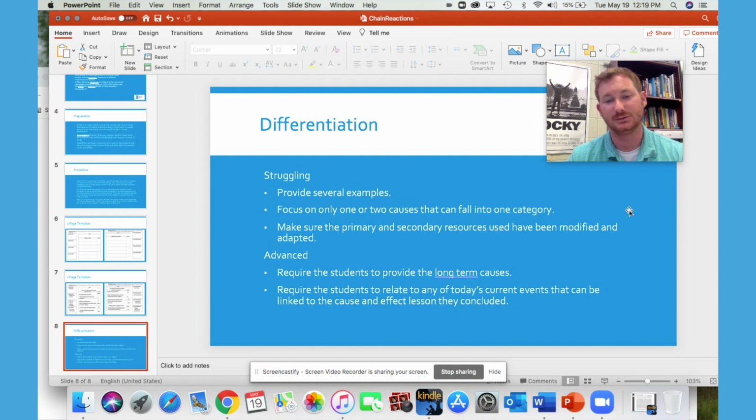For advanced students, require them to provide the long-term causes instead of just giving it to them, and then require them to relate the event to something that's happening today, and the cause and effect that's happening in today's events. So in conclusion, if you're looking for a good cause and effect strategy, something to help them see a cause and effect relationship within an event, chain reactions is a good tool to do that, and it teaches them to distinguish between immediate and long-term causes and effects.